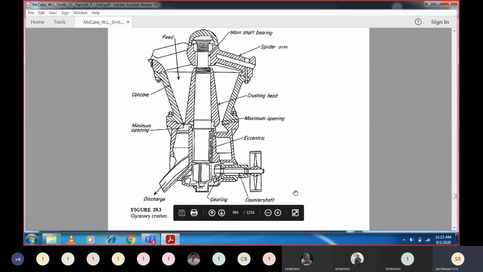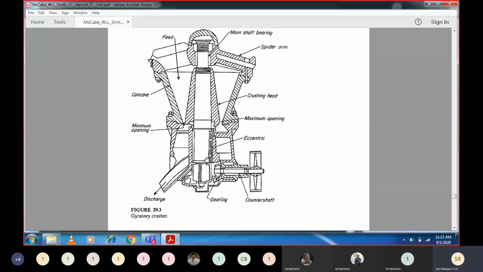Here you have the feed which can be admitted into the system, main shaft bearing, spider arm, crushing head, maximum opening, eccentric, counter shaft, gearing, discharge, and minimum opening. These are the names of the parts of the gyratory crusher. This also will come in the examination. Don't worry about this. The main thing for us is this shaft, and this shaft will be having a crushing head.